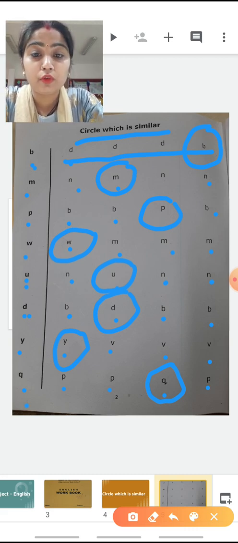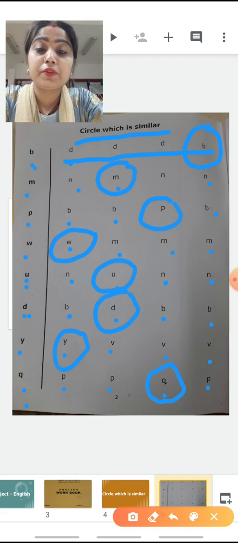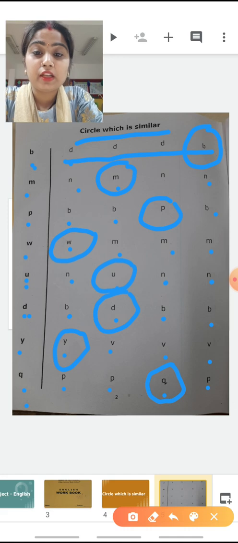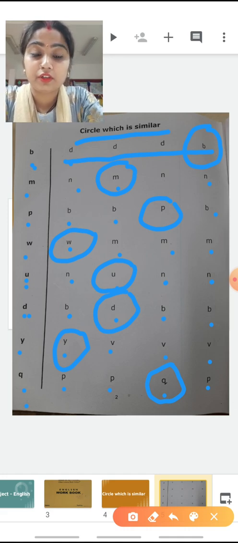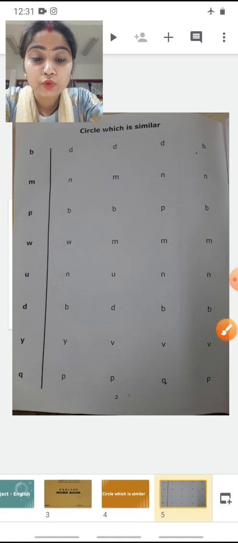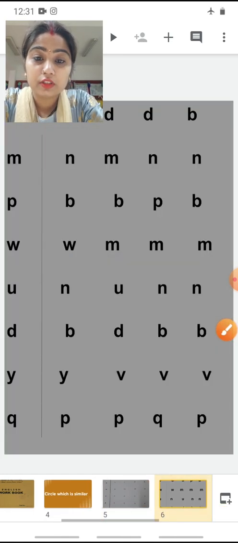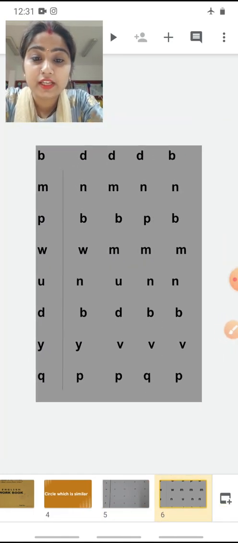Okay, understood? What we have to do? We have to circle the alphabet which is given. Okay, the same alphabet. Like B and B is given. So we have circled the similar letter of B in this exercise of the given letters. Okay, so again we are going to do, see, here is the exercise.